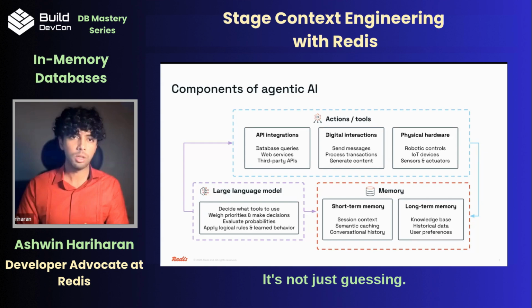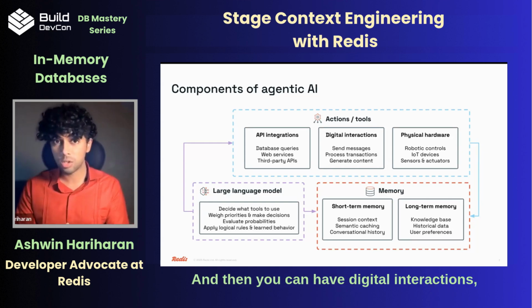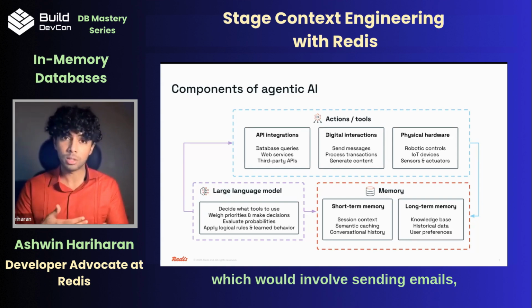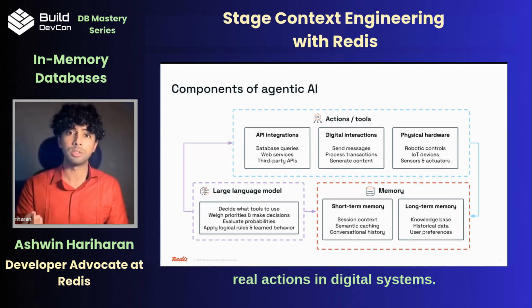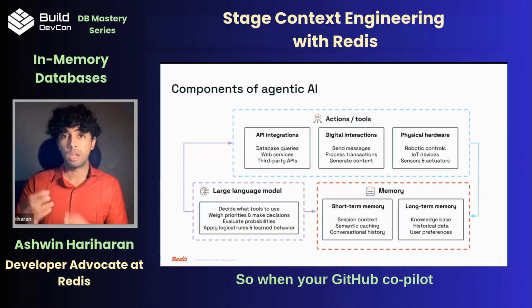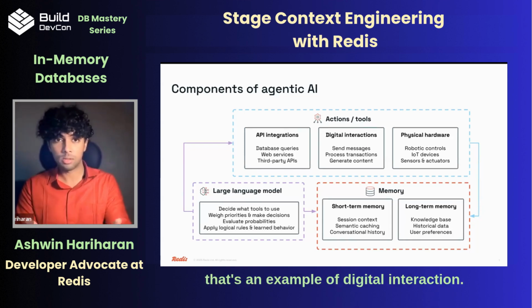It's not just guessing. And then you can have digital interactions, which would involve sending emails, updating user interfaces, processing transactions, generating documents, real actions in digital systems. So when your GitHub Copilot modifies your code, that's an example of digital interaction.